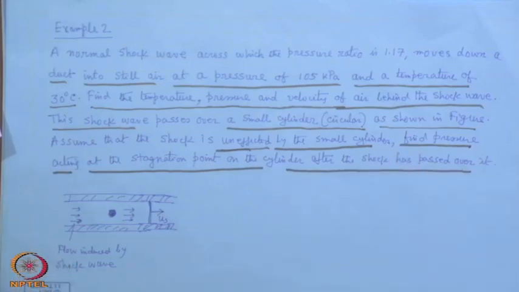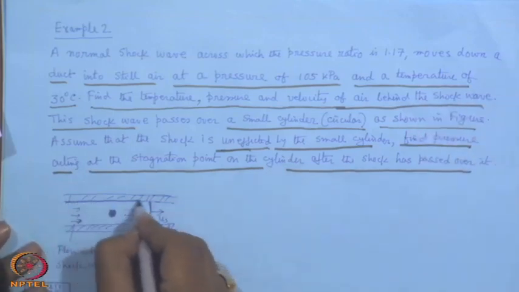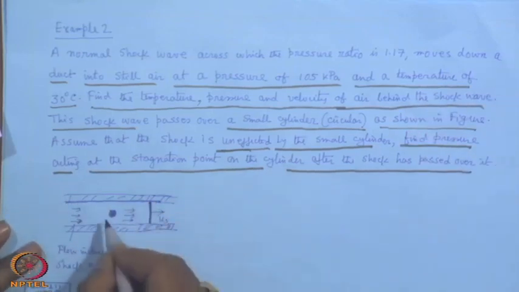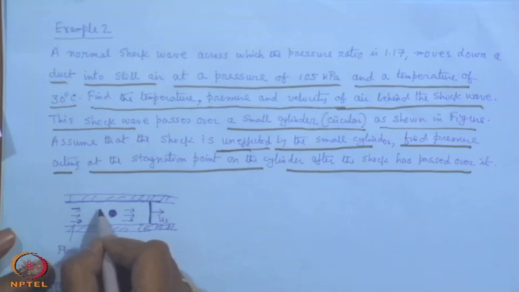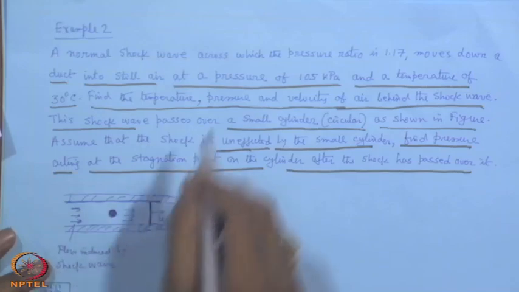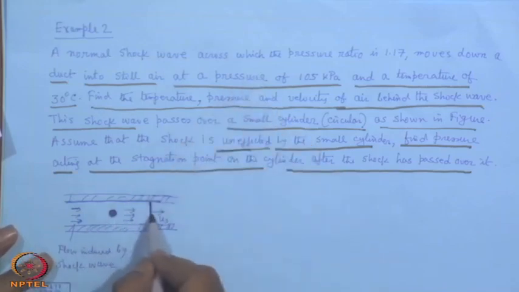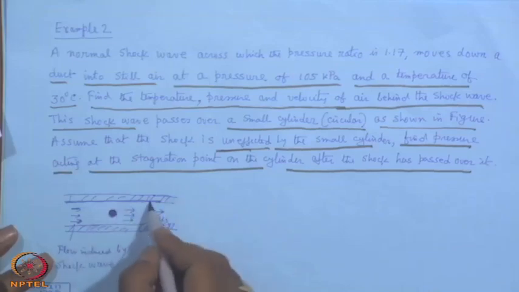Now, if you solve this problem, what is the problem? The problem is this: this is the shock, and this is a small cylinder. The shock has started from somewhere else in the upstream and has passed different sections. At any instant, when the shock has passed over the cylinder, the shock remains unaffected.